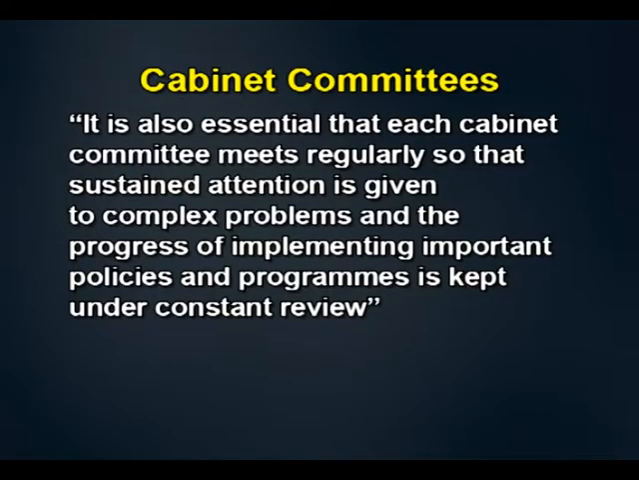Next, the Administrative Reforms Commission 1966 to 1970 was critical of the functioning of some of these cabinet committees and made suggestions as follows. It is also essential that each cabinet committee meets regularly so that sustained attention is given to complex problems and the progress of implementing important policies and programs is kept under constant review.